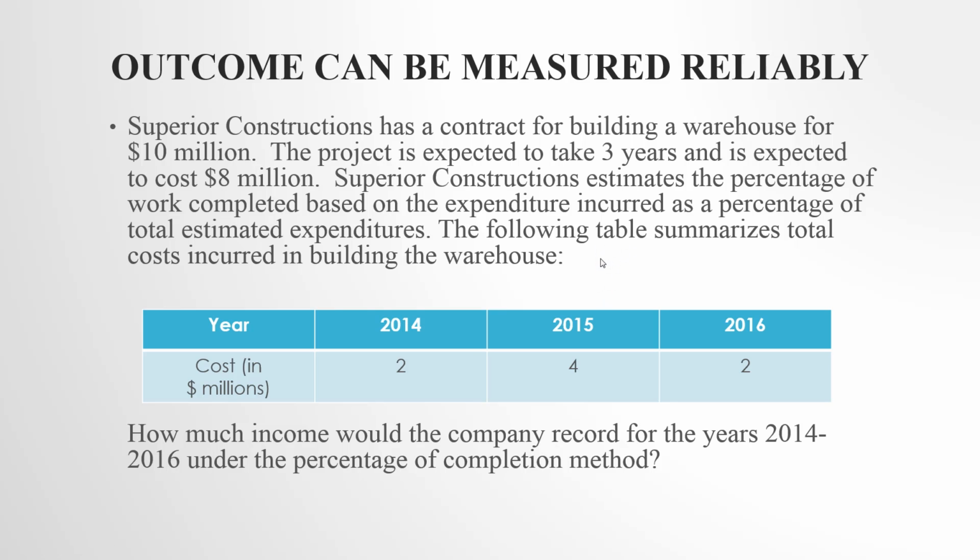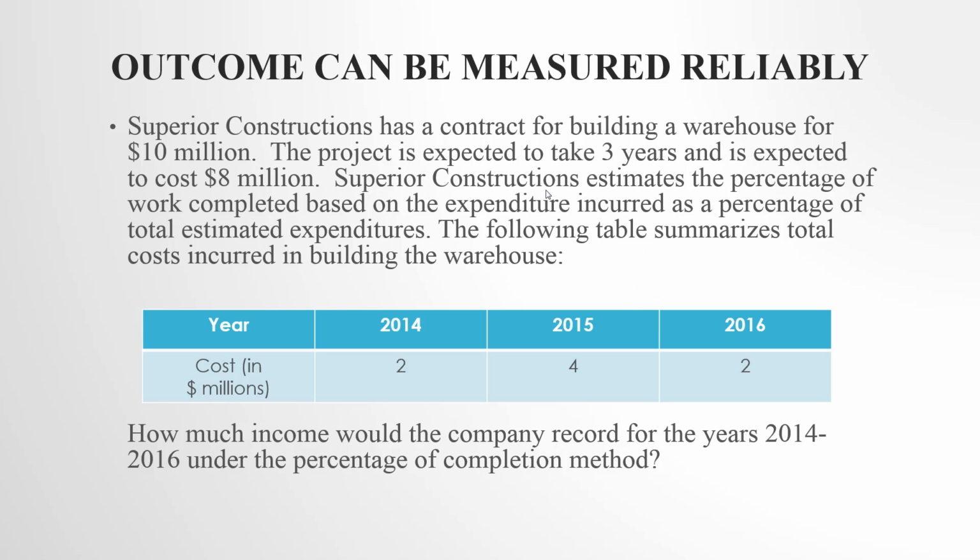Superior Constructions has a contract for building a warehouse for $10 million. This project is expected to take 3 years and is expected to cost $8 million. Superior Constructions estimates the percentage of work completed based on the expenditure incurred as a percentage of the total estimated expenditures. The following table summarizes total cost incurred in building the warehouse. How much income would the company record for the years 2014 to 2016 under the percentage of completion method?